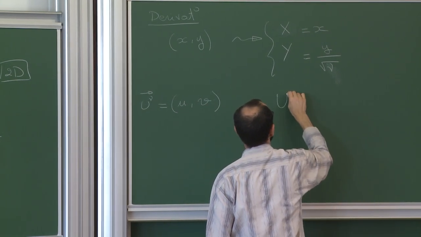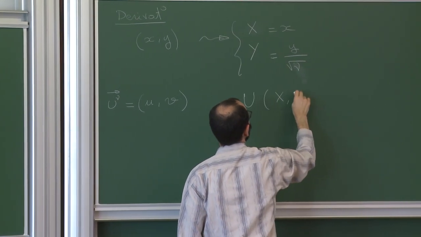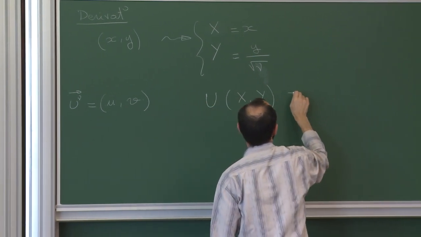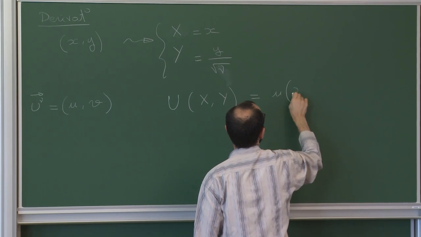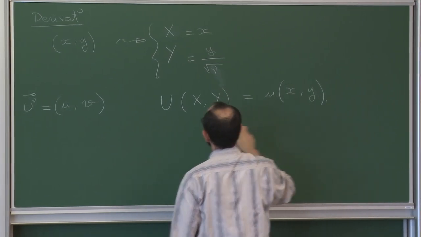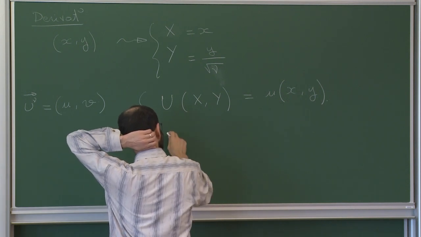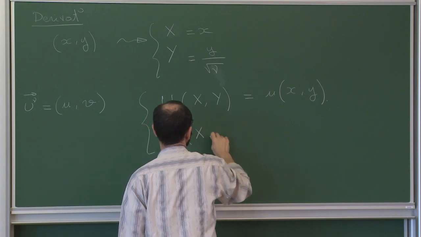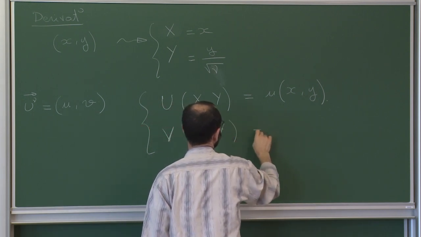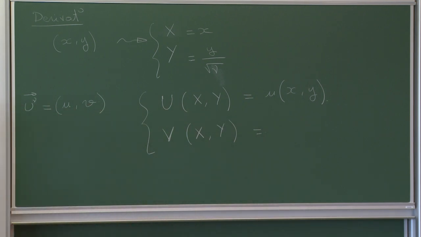I will take capital U of x, y will be my small u of xy, and then capital V. What should I write here?